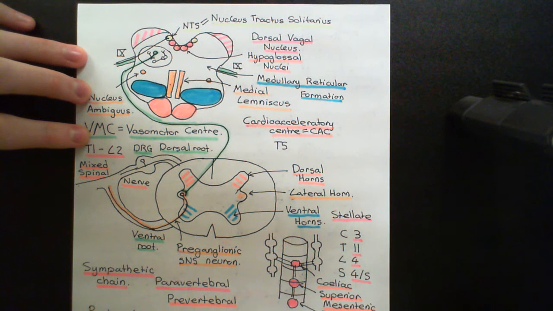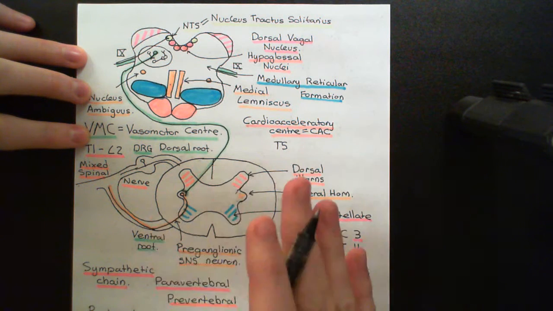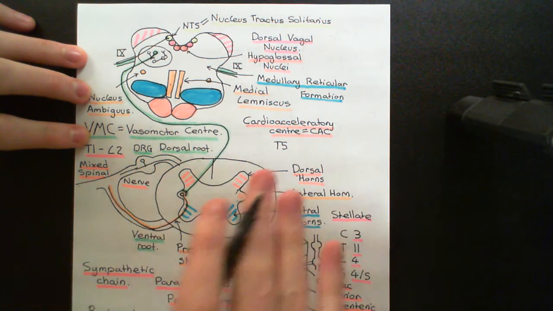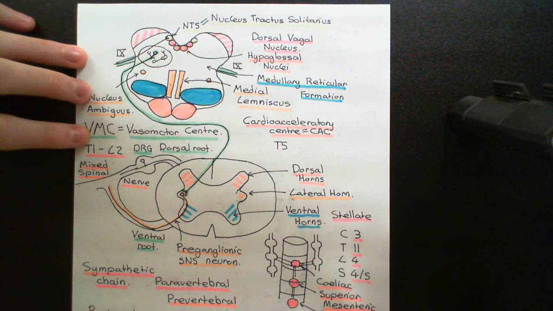Okay, so that's the Cardioacceleratory Centre. Just like the vasomotor centre, it's going to determine how much sympathetic outflow you've got to the heart.